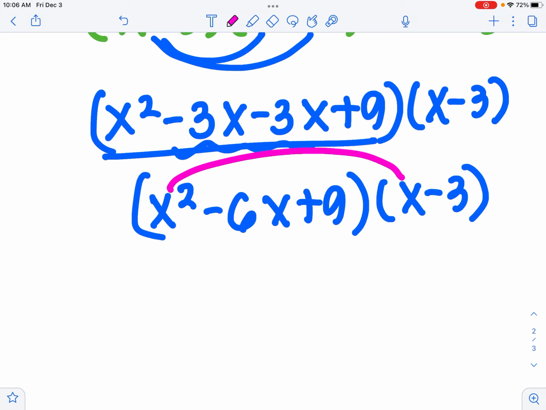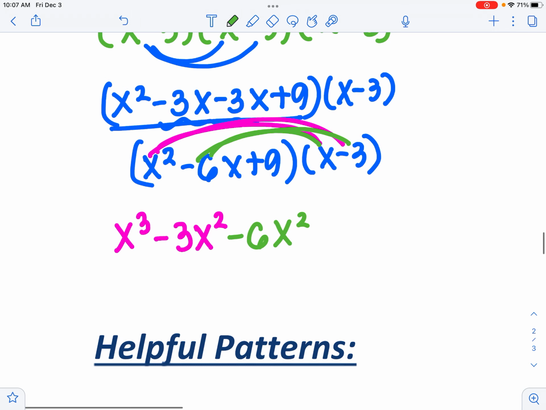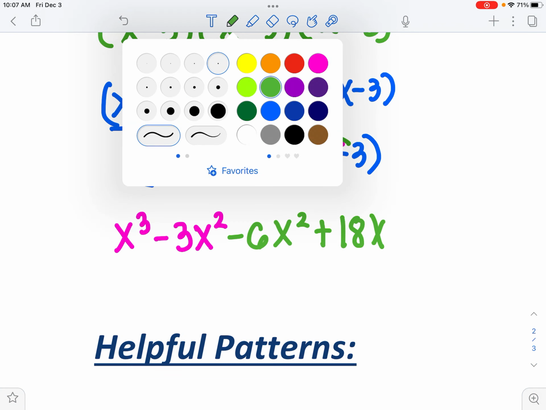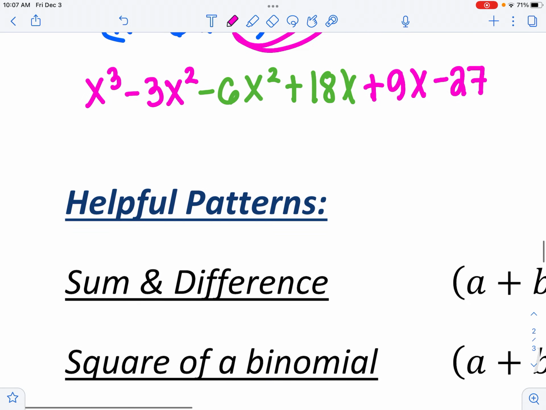X squared times x is x cubed. X squared times negative 3 is negative 3x squared. Negative 6x times x is negative 6x squared. Negative 6x times negative 3 is positive 18x. Distribute the 9. 9 times x is 9x. 9 times negative 3 is negative 27.